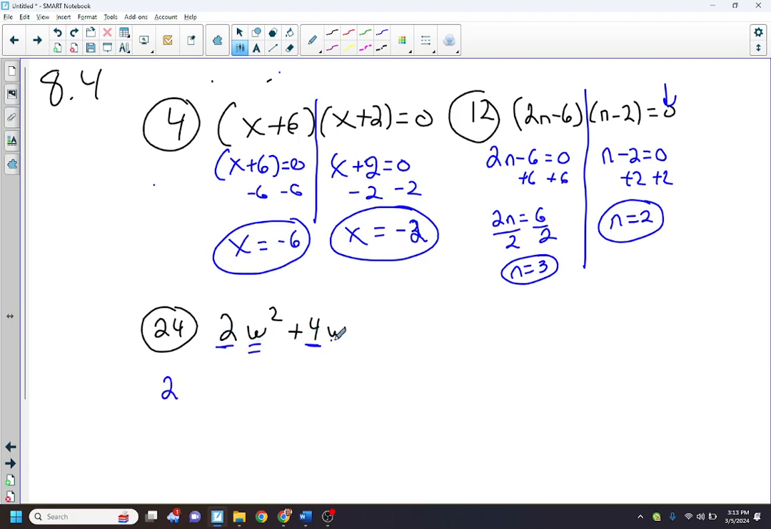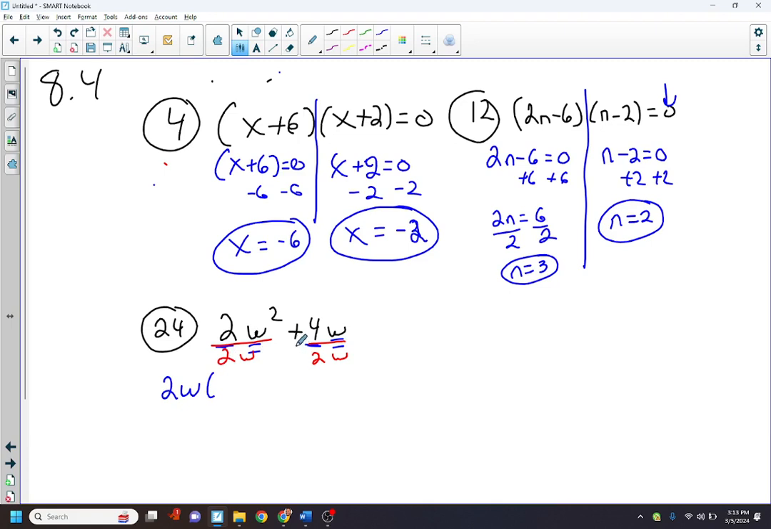Then you have to look at the W's, or the variables. In this case, they both have at least one W. So we're going to put 2W on the outside. Now we're going to divide both of them by 2W. They both have at least one W; it's squared here, and there's a 1 over here.